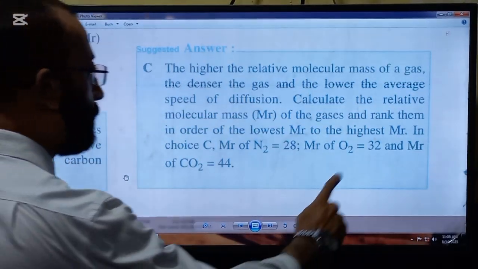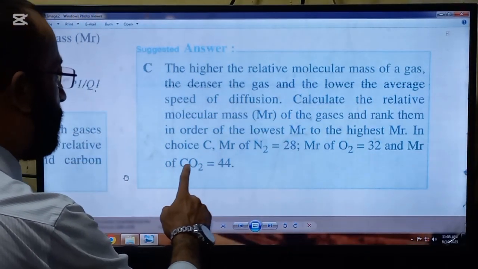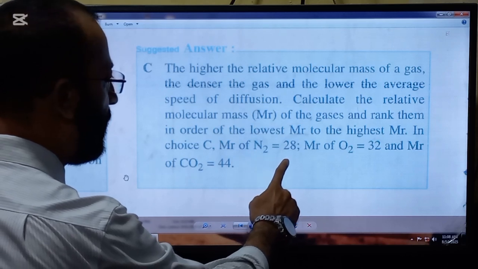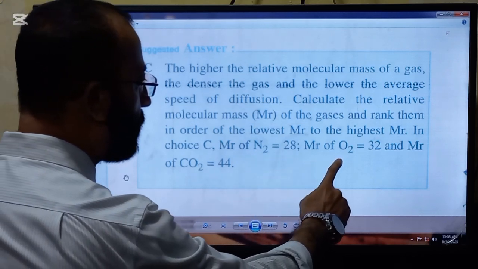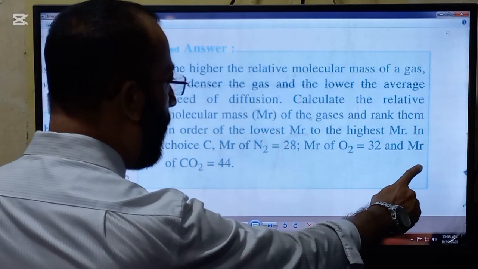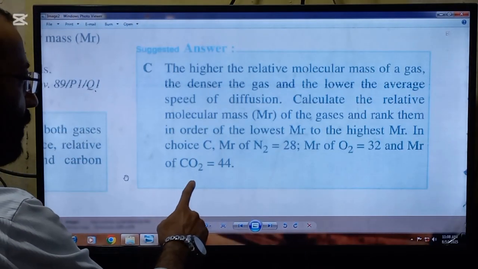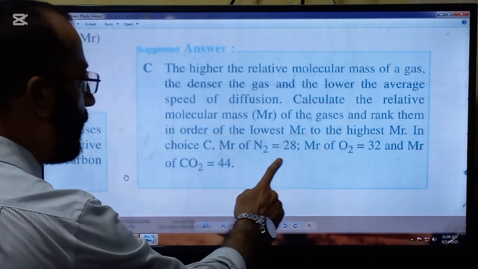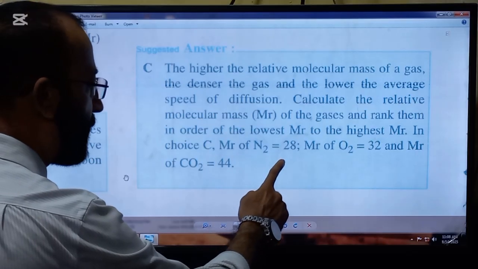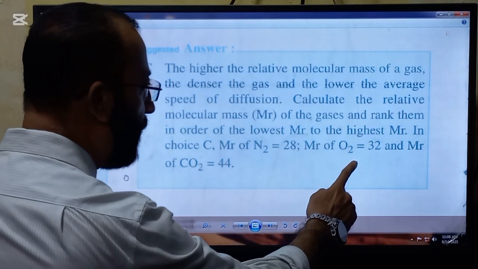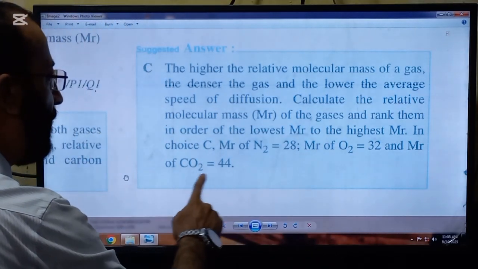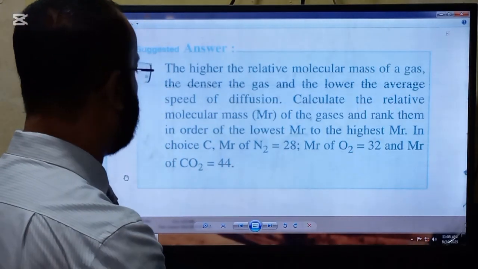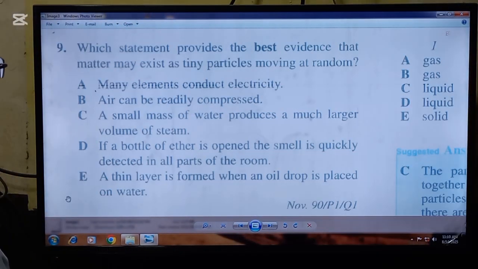So look now, in choice of C, relative molecular mass of nitrogen is 28, relative molecular mass of oxygen is 32, and relative molecular mass of carbon dioxide is 44. So this is the least relative molecular mass, so this will be the fastest, then this will come, and finally this will be the slowest. Here is another question.